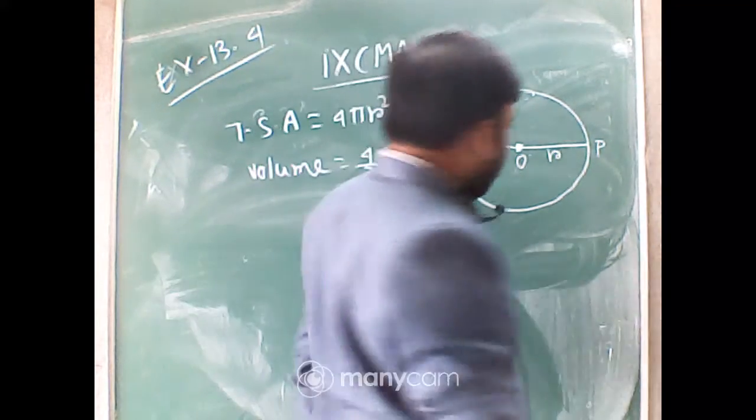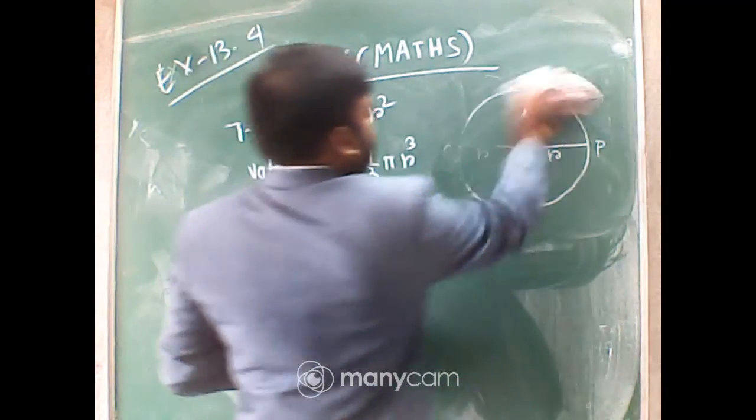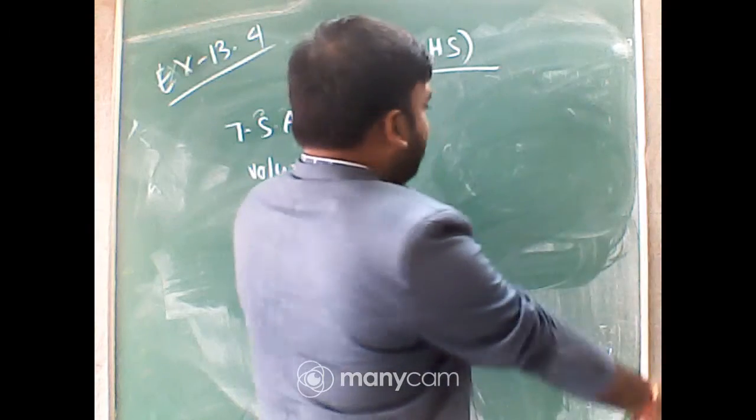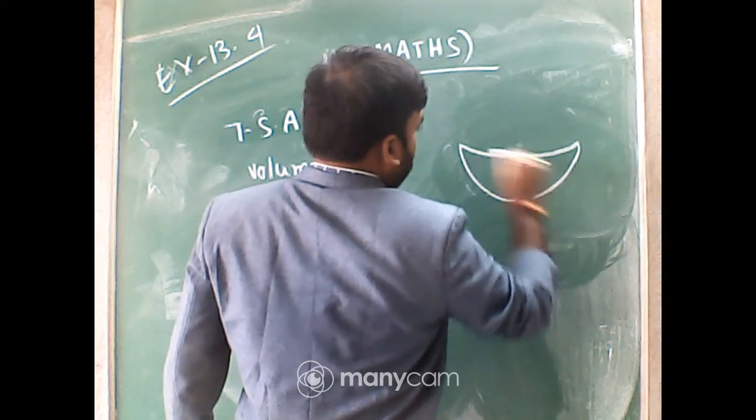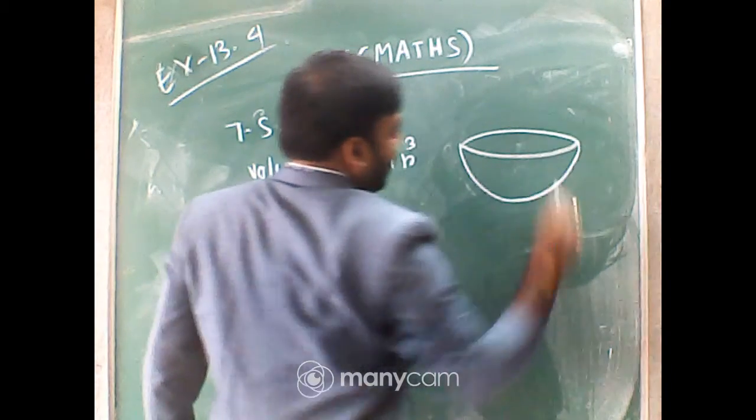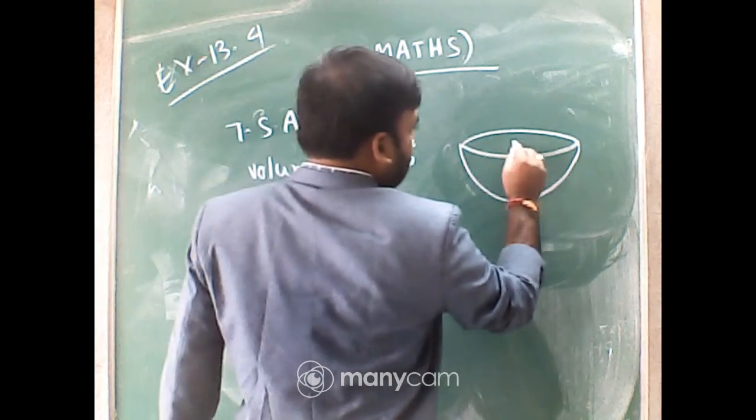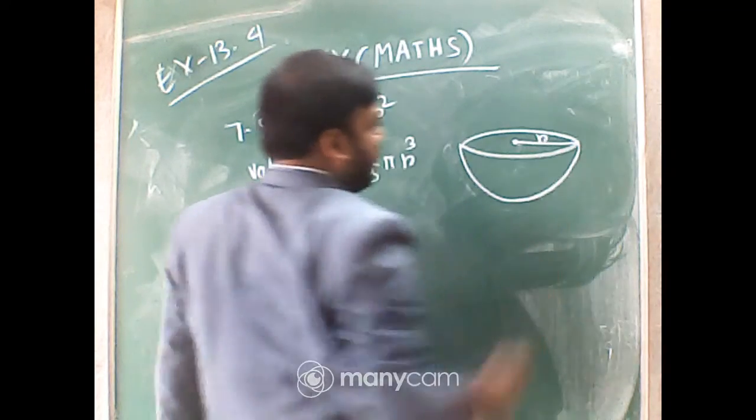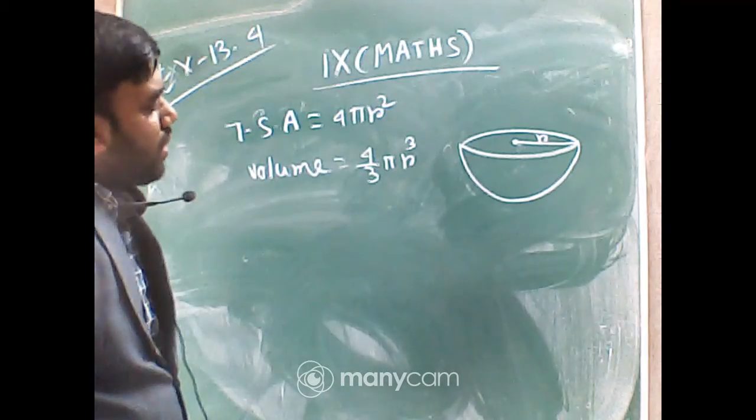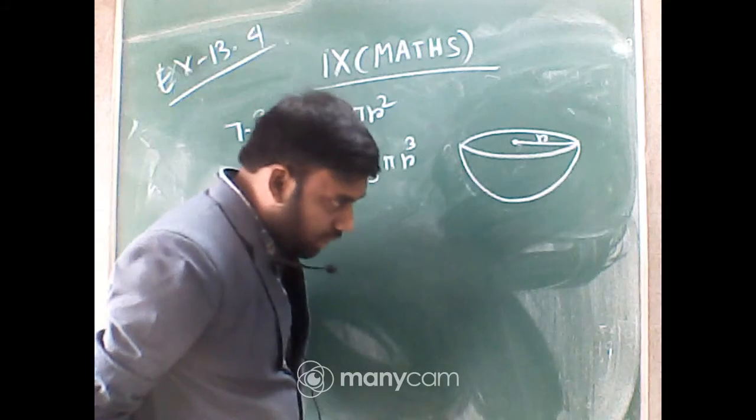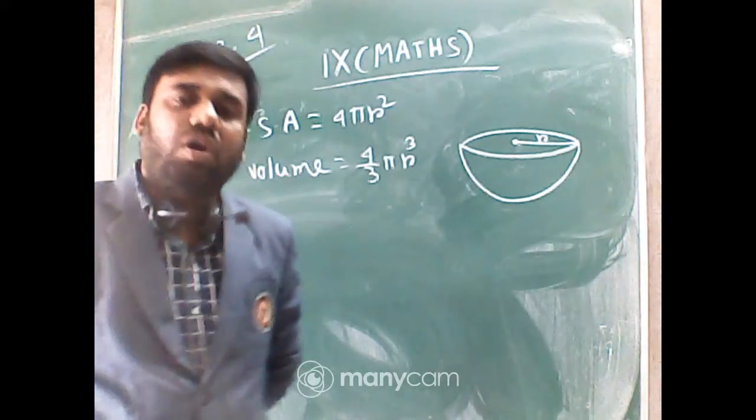Now, here if I cut it by a knife in the middle, it will just form this type of shape, that is the half part. Here is the center, that is radius r. Do you know what that type of shape is called? Anyone? Answer in the chat box quickly. Yes, hemisphere. That type of shape is called a hemisphere.